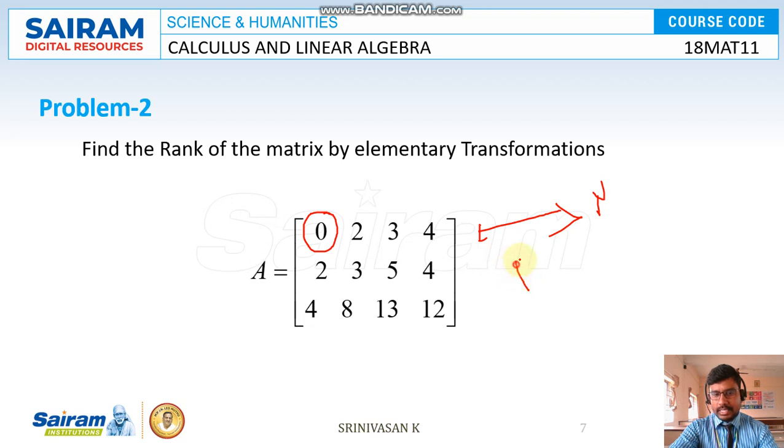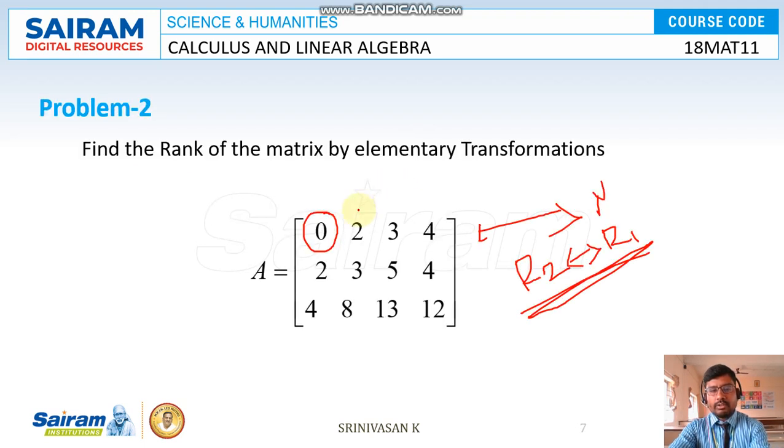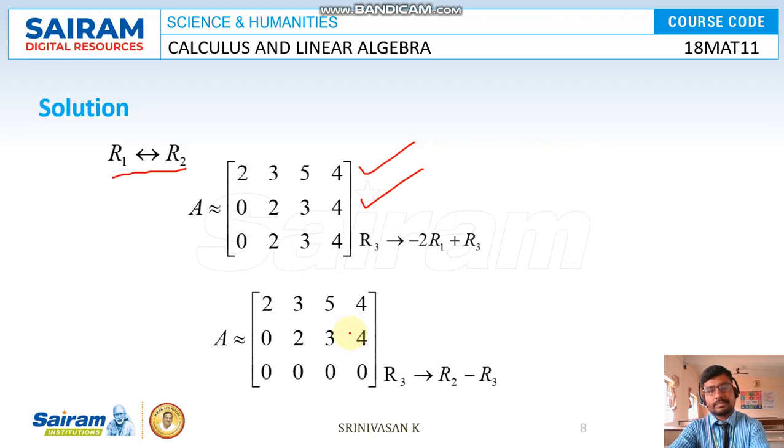So I interchange R2 and R1. Why am I interchanging this? Because the first condition is all the zero rows are below the non-zero rows. So in this first condition, I interchange R1 and R2. Now this is R1 and this is R2. Next, what is our aim? We have to make 0 here, here, and here. If you interchange this, here we get 0. So next we have to make only this one 0.